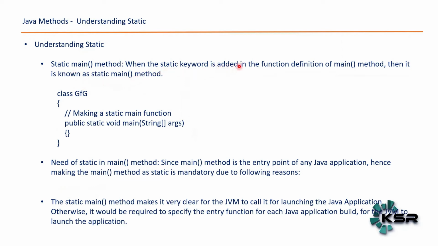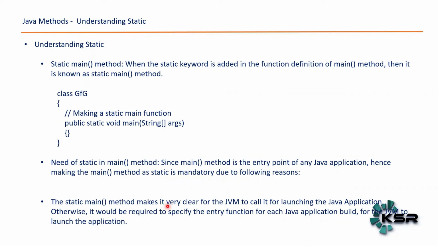When the static keyword is added in the main method, then it is known as main static. Need of static in main method. Main is the entry point in a Java application, right? Hence, making the main method static is mandatory for the following reason. This might be an interview question. Main method is the entry point of the application. Hence, making the main method static is mandatory. This will be an interview question.